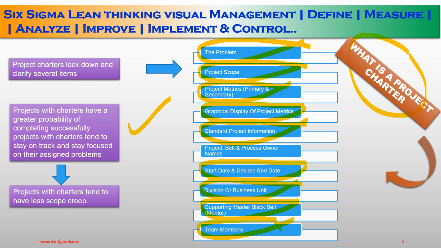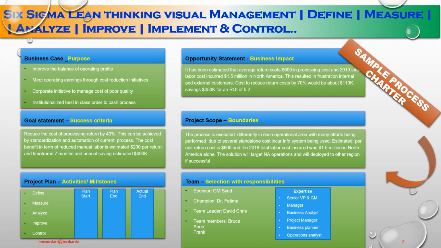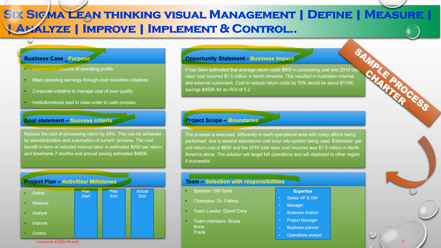Okay, on my next slide, I'm going to give a sample of how a project charter can be demonstrated. Sample process charter. First, we need to know the business case purpose. What is the purpose? Opportunity statement, business impact. Goal statement, success criteria. Project scope boundaries. Project plan activities, milestones with responsibilities.